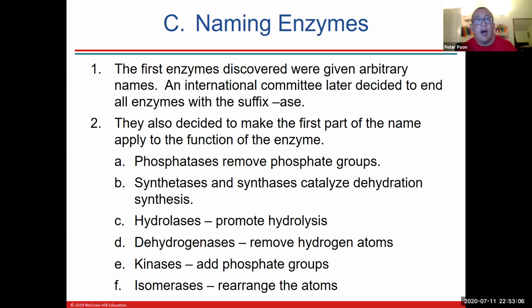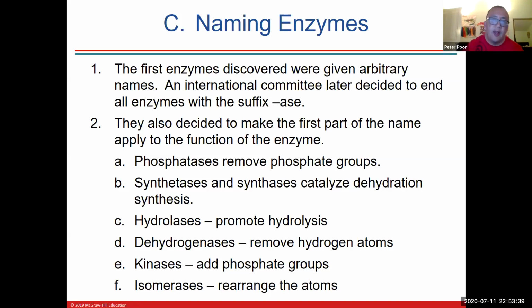The first enzymes discovered were given arbitrary names like trypsin and chymotrypsin. Later, we decided that was a bad idea, and now all enzymes end up with the suffix -ase. We talked about things like helicase, polymerase, reverse transcriptase, lactase. All of them end in -ase.